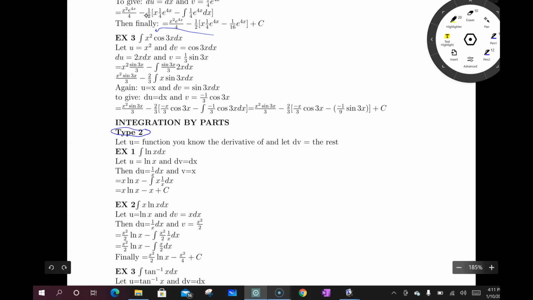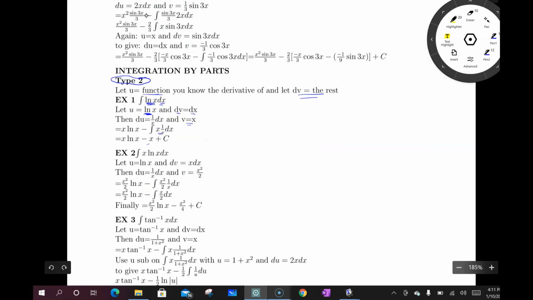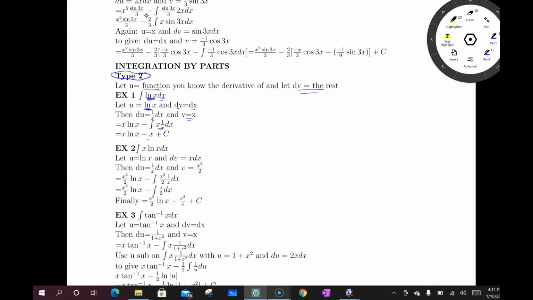Integration by parts type 2, what I called it, is where you let u equal the function you know the derivative of, and you let dv be the rest. So here you'd let u equal the ln of x, dv is just the dx. Remember, you're taking the antiderivative here, the derivative here, and then this turns out to just be the integral of 1, which is x. This one here, so remember ln, you don't know the integral of, right? You have to do parts to do the integral of, so that's why you'd let u equal the ln.